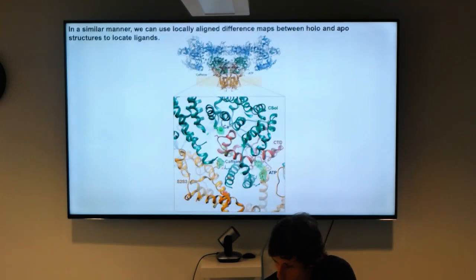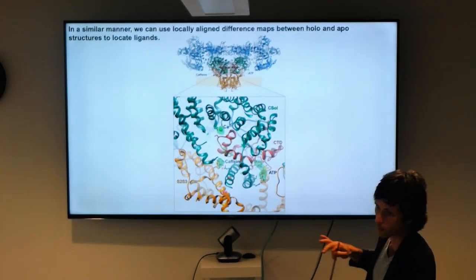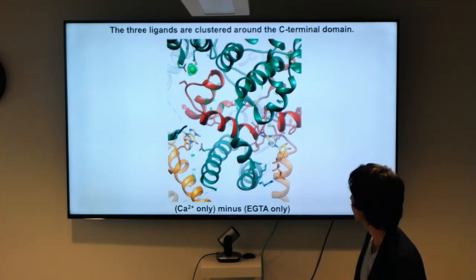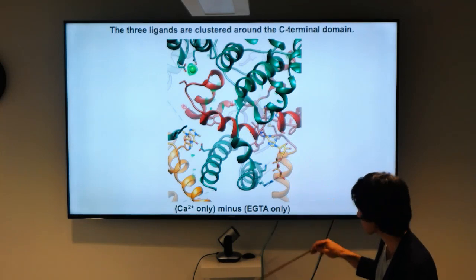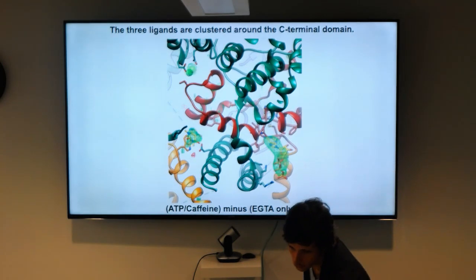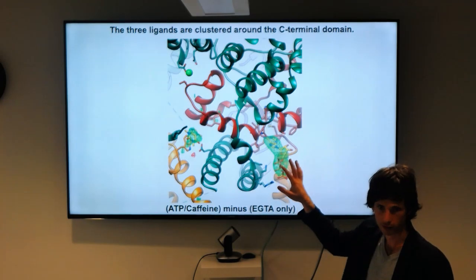So basically, if you do a difference map between a state where you have all 3 ligands and one where you have none, you see 3 blobs. If you do a difference map with one where you just have calcium versus nothing, you see only one strong difference density on the calcium. And if you do one where you have ATP and caffeine minus nothing, you just see that. You don't see any density on the calcium.